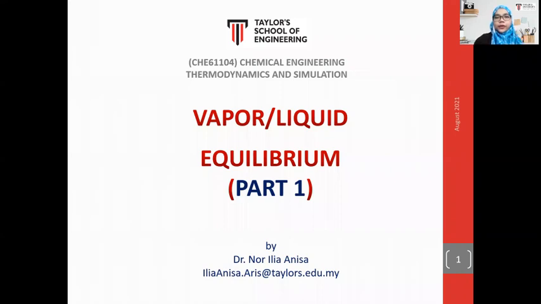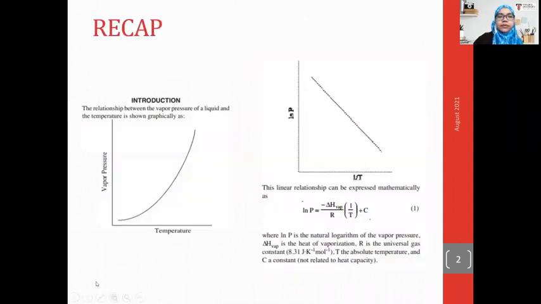Okay, hello class. We will move to the next chapter, which is vapor-liquid equilibrium. Previously we have learned about the thermodynamics of properties in the fluid. The last part we covered is how to determine the latent heat in the phase system. We apply the Clausius-Clapeyron equation, based on the rules of the linear equation, in order to determine the latent heat.